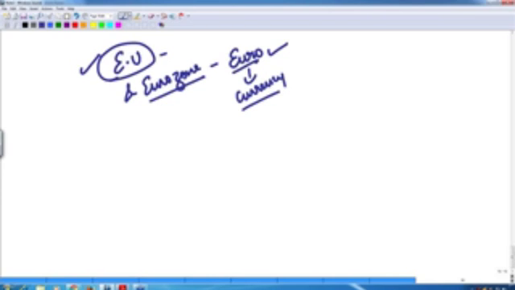So in the notes, I have given you the countries. Just go through it. Don't remember all. Just see the exception, which are part of European Union and which are part of Eurozone.